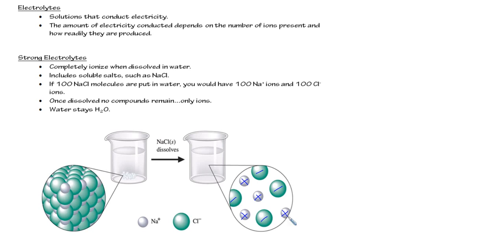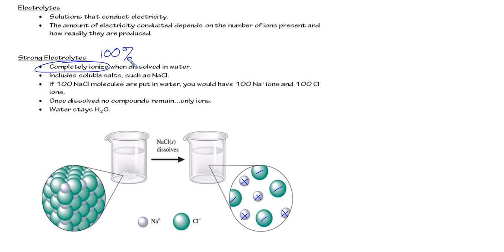A strong electrolyte is something that completely ionizes. And by completely ionize, we mean 100%. So in a solution of sodium chloride, there are no neutral molecules. If I had 100 sodium chloride molecules in water, every one would split to form ions.